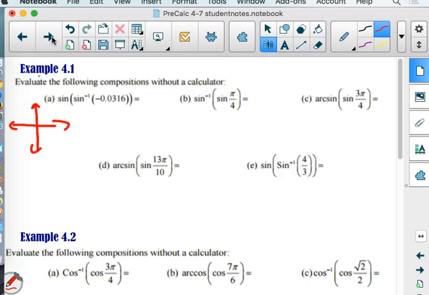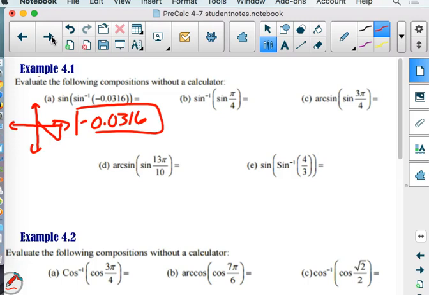And think for a second, is that going to be in my PDR? 0, -1.5, blah, blah, blah. Is that in the PDR for sine? Oh. I like that. That makes the answer super easy. They undo each other.